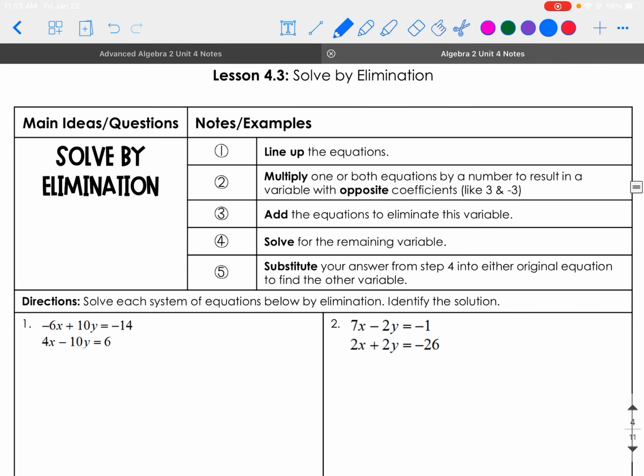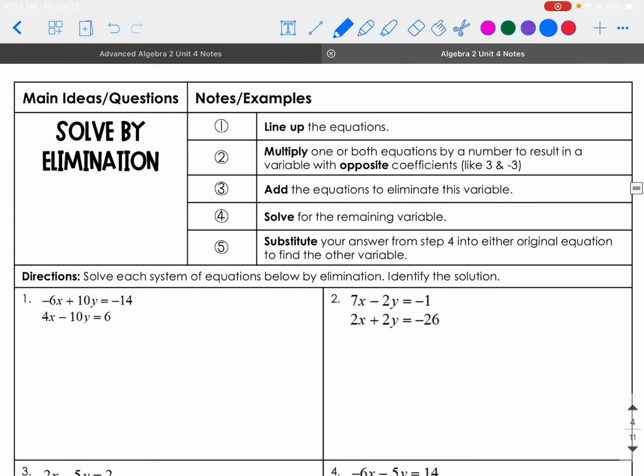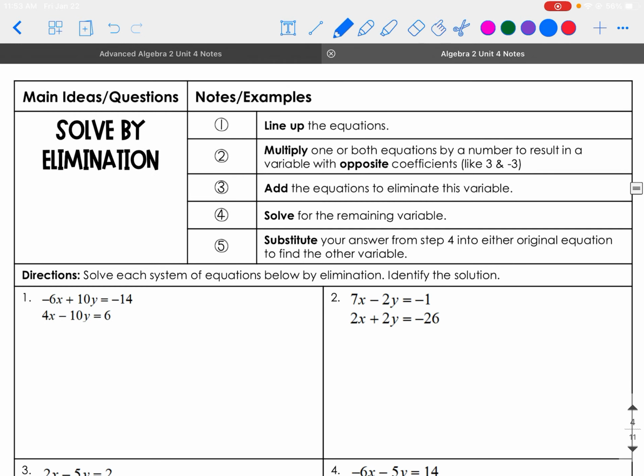And so this one, we use elimination when we don't have one of the equations already as x equals or y equals. So if you look, all of these examples have the x's stacked on each other and then the y's, and then it's set equal to some number. And that is how it has to be set up for elimination.